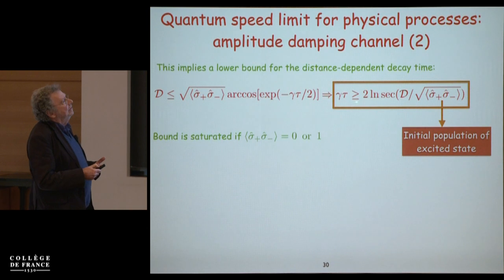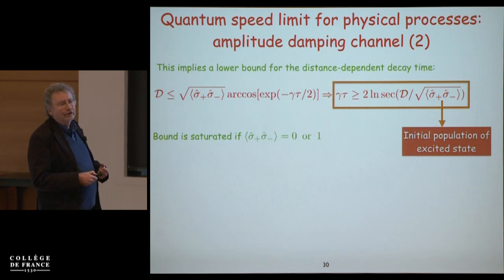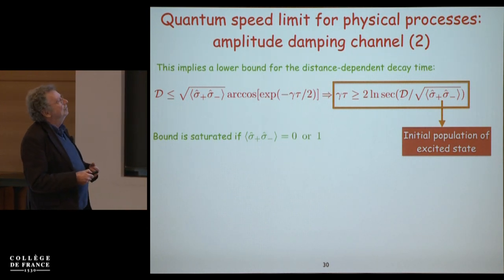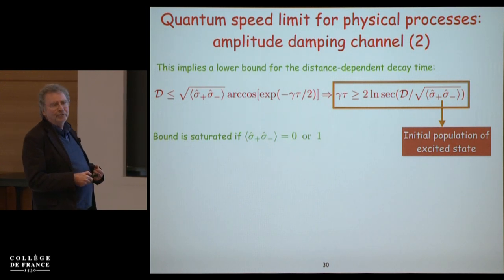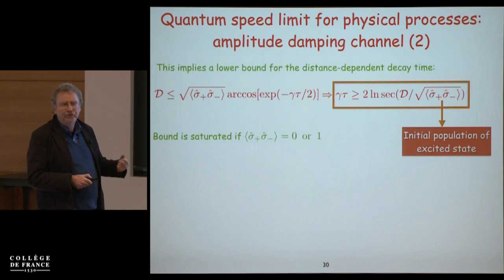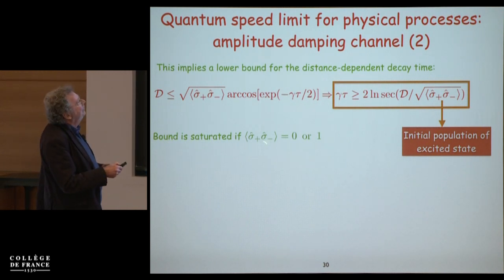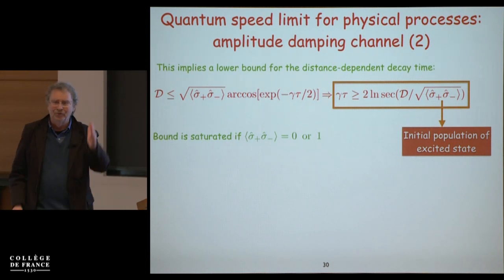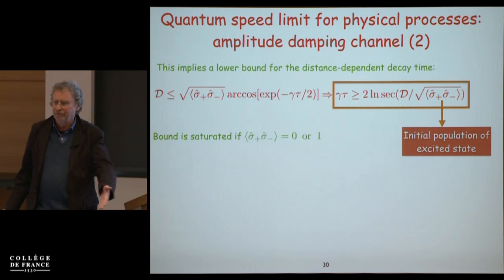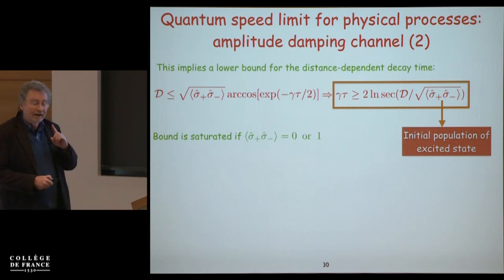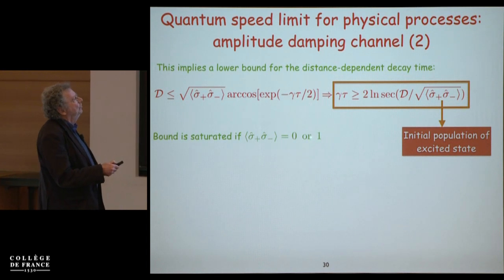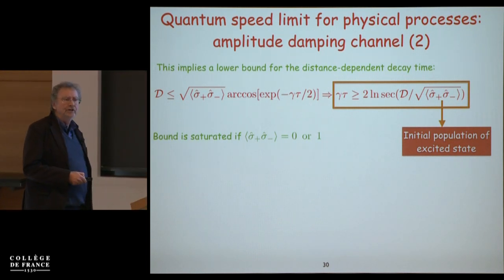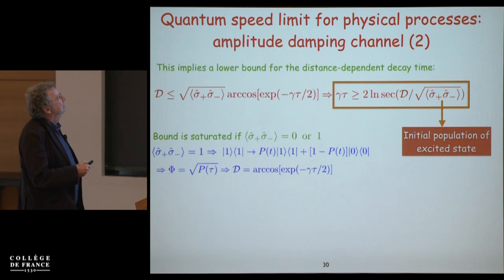However, we can show that it can actually be saturated. There is a trivial example. Take this quantity to be equal to 0. That means that you are in the ground state, right? Since this is the population of the excited state. Now, if this is 0, then this should be smaller or equal to 0, which means that d is equal to 0. So the distance is 0. The state does not evolve. It's the ground state.